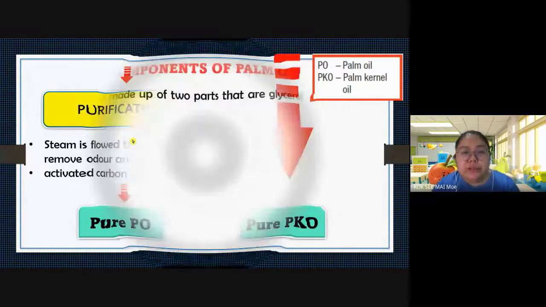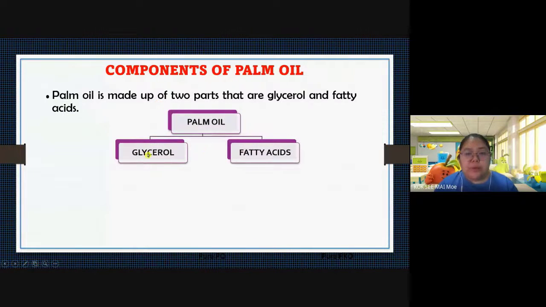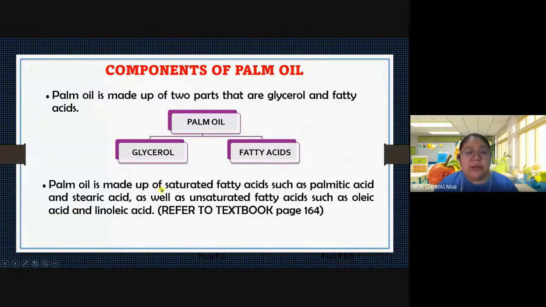Now we need to see the components of the palm oil. What are the components? Palm oil is made up of two parts. They are glycerol and also fatty acid. So from here, palm oil is separated into glycerol and fatty acid. Palm oil is made up of saturated fatty acid. They are made up of two acids. One is saturated, another one is unsaturated. Saturated acid examples are palmitic acid and also stearic acid.